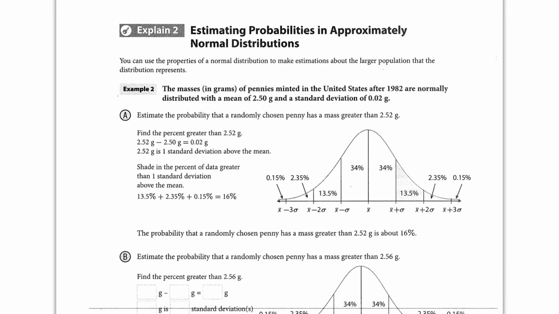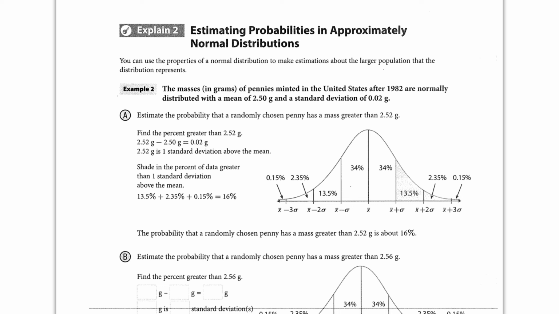Estimating probabilities in approximately normal distributions. You can use the properties of a normal distribution to make estimations about the larger population that the distribution represents. The masses in grams of pennies minted in the United States after 1982 are normally distributed with a mean of 2.5 grams and a standard deviation of 0.02 grams. Estimate the probability that a randomly chosen penny has a mass greater than 2.52. Find the percent greater than 2.52 grams.